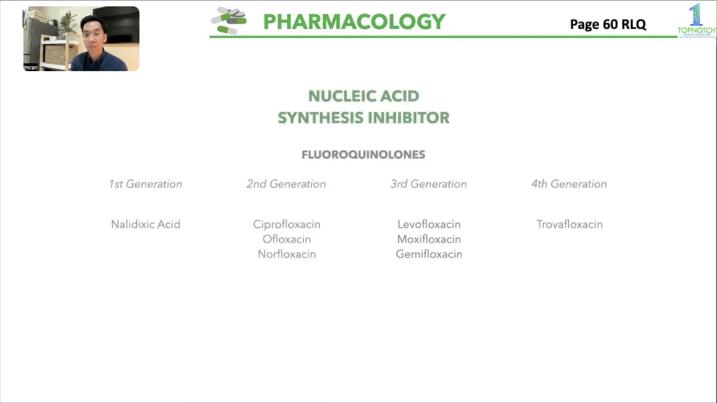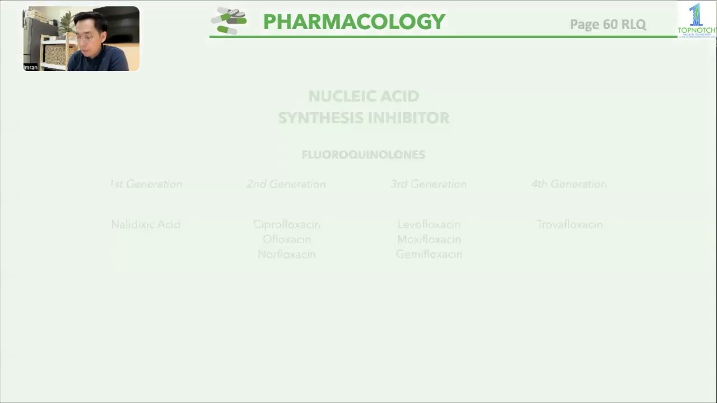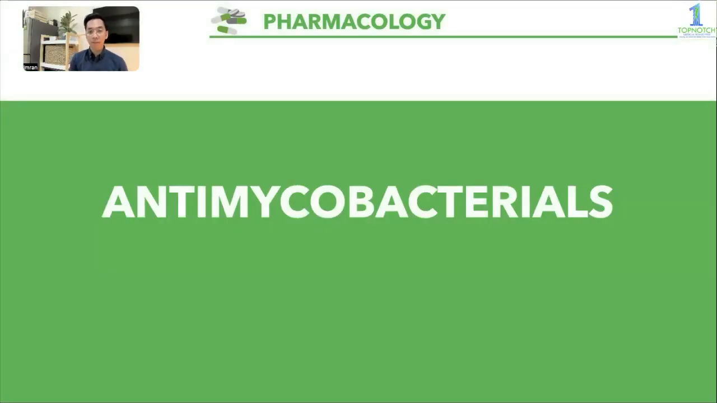So those are your respiratory fluoroquinolones as well. And the fourth generation, so ito pala yung mga respiratory fluoroquinolones. Provafloxacin can have a wider coverage na for your gram-positives and your gram-negatives. Okay? So that's all for our antibacterials. Now we go to the antimycobacterials.